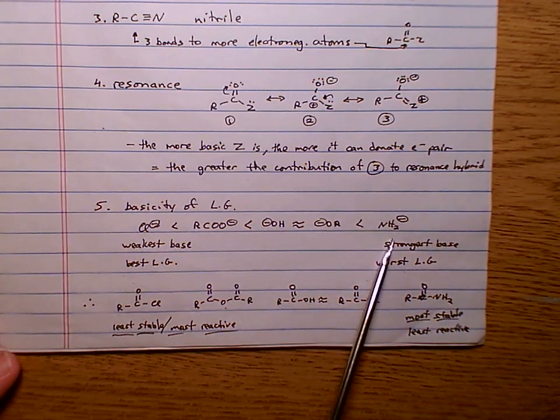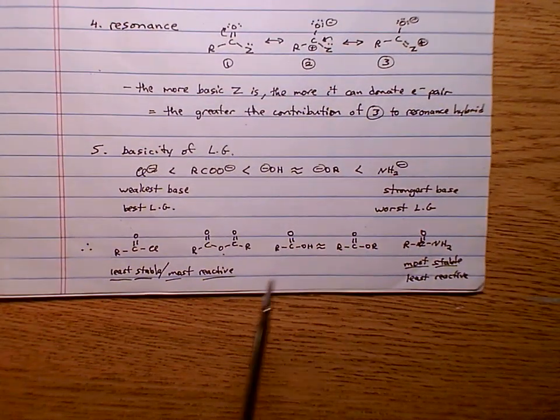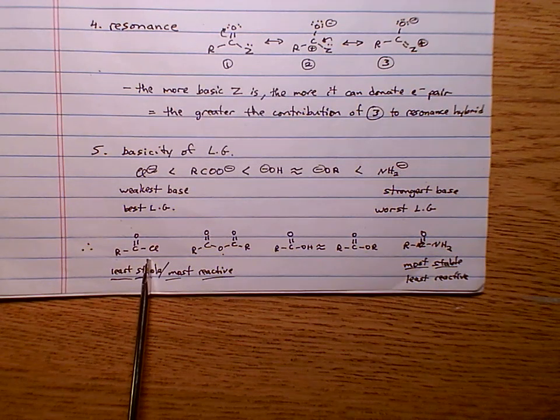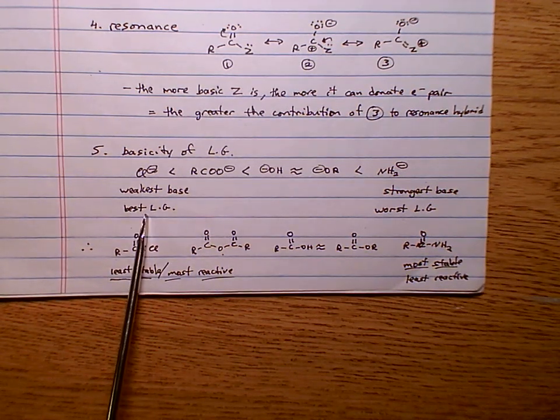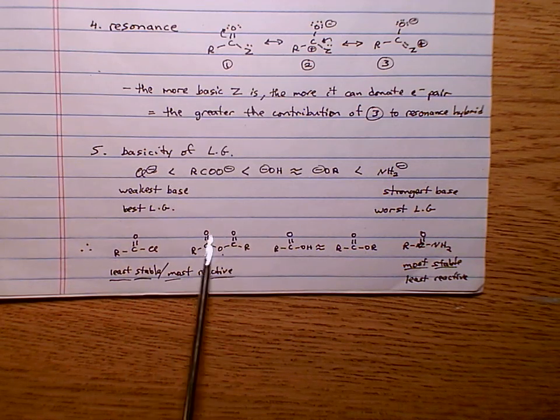NH2 minus is a very strong base, therefore it's the worst leaving group. What that means then is our acid chloride has the best leaving group. It is our most reactive RCOZ.